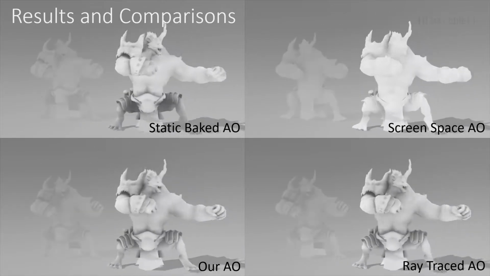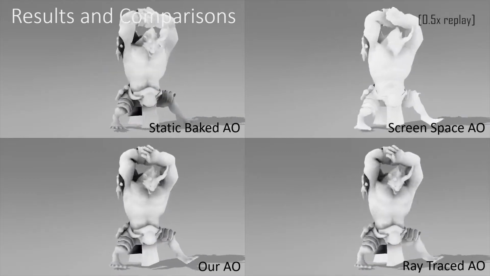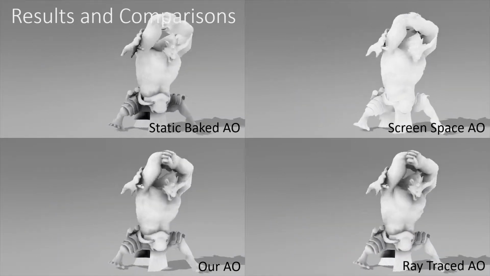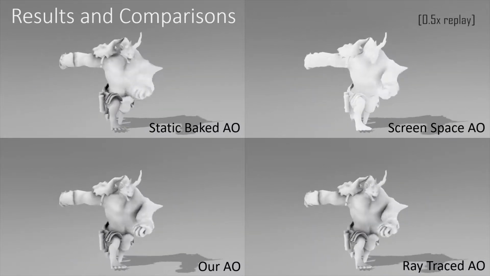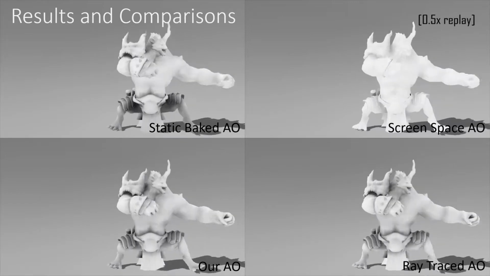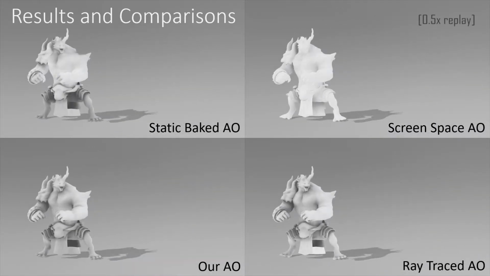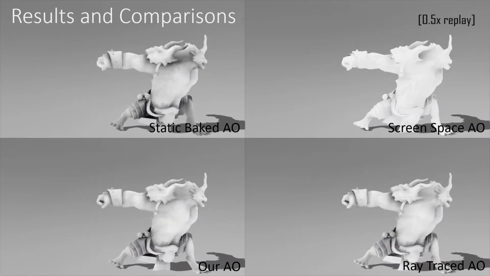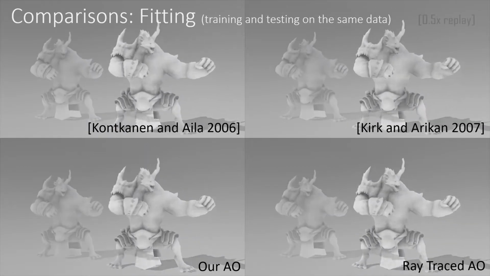These first comparisons are related to different types of techniques. On top, you can see the static baked AO to the left and screen-space ambient occlusion to the right. In this case, it's the Maya viewport screen space ambient occlusion. On the bottom, we can see our method on the left, as well as the ray-traced ambient occlusion ground truth on the right. These are comparisons with other object-based techniques.